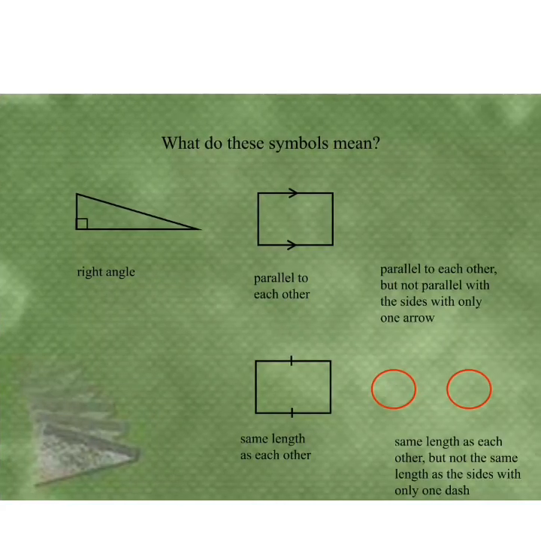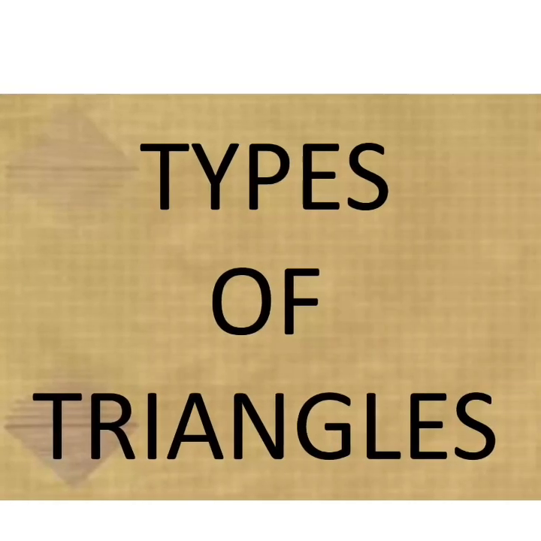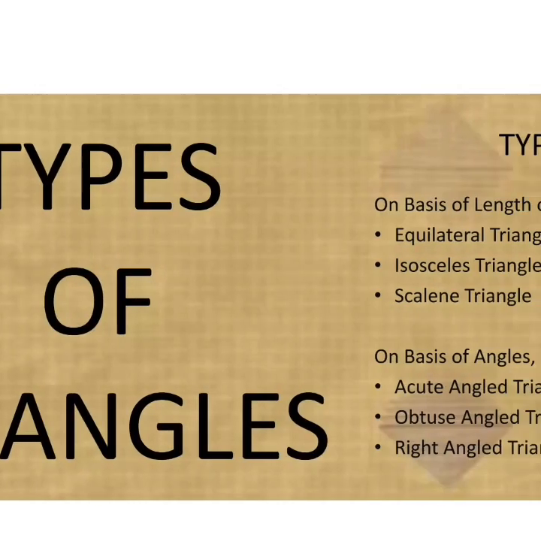Now, first is the right angle triangle symbol. Second is parallel to each other, but not parallel with the sides with only one arrow. Third is same length as each other. Now, fourth and last one is same length as each other but not the same length as the sides with only one dash.